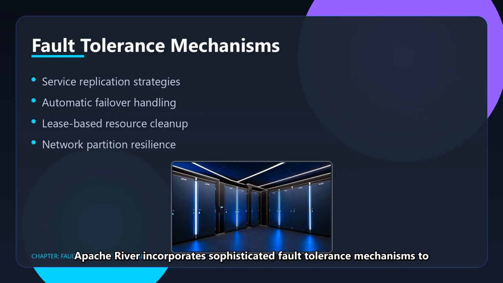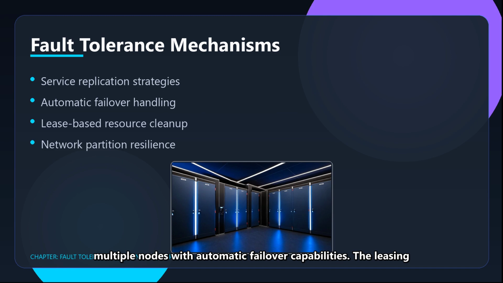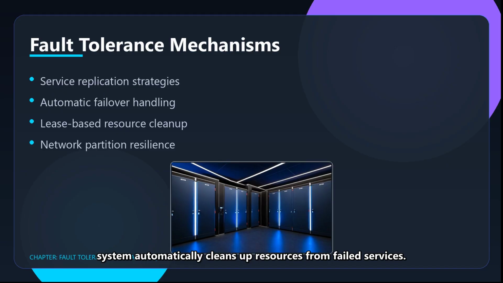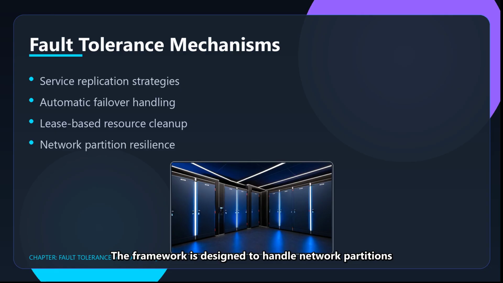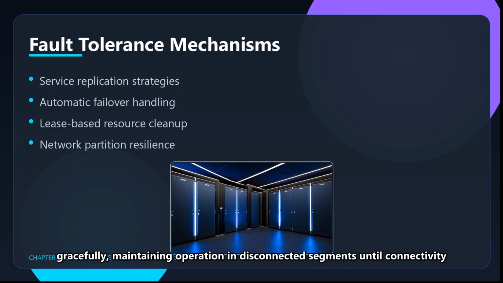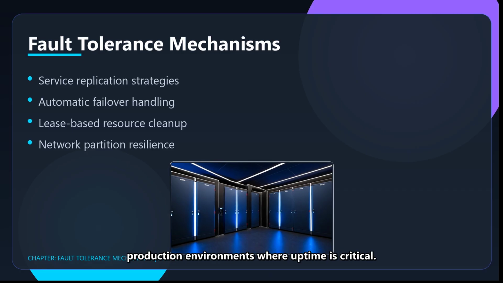Apache River incorporates sophisticated fault tolerance mechanisms to ensure system reliability. Services can be replicated across multiple nodes with automatic failover capabilities. The leasing system automatically cleans up resources from failed services. The framework is designed to handle network partitions gracefully, maintaining operation in disconnected segments until connectivity is restored. These features make it robust for production environments where uptime is critical.